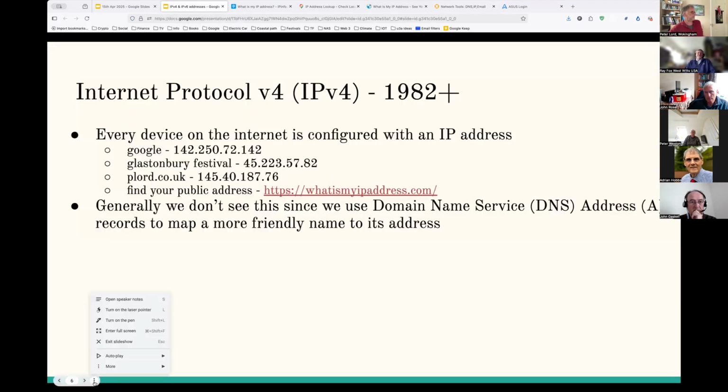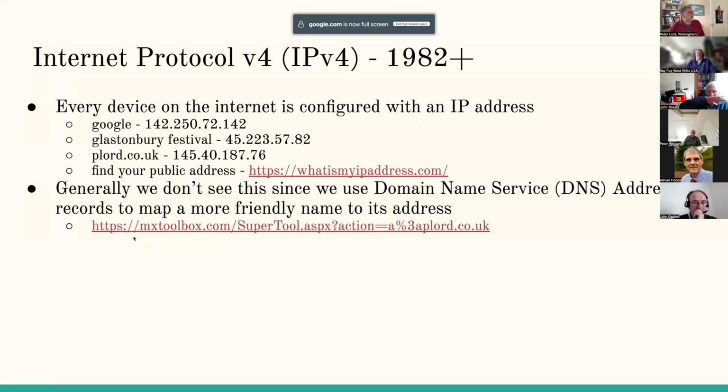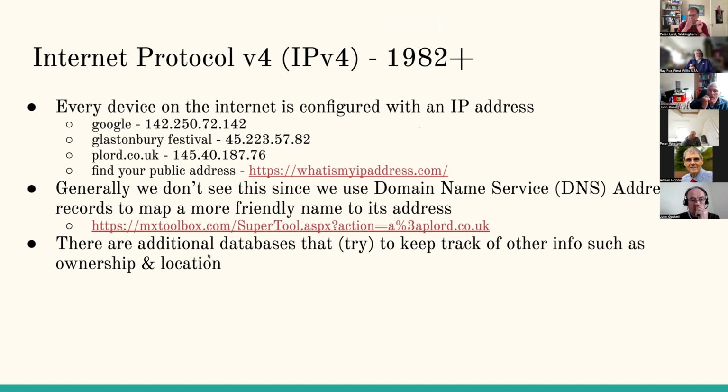Okay, so let's go back to this. MX Toolbox is a good site. It's one that I showed you just now, and it's a good way to explore IP addresses. Now, interestingly, aside from DNS, there are additional databases that like to try and figure out more about your IP addresses, particularly things like who owns the IP address and where it is physically located and such like. But these are very much unofficial databases, so they're often wrong.